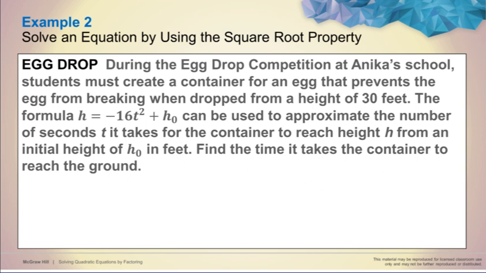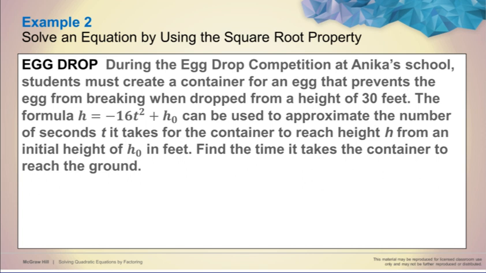Example 2, now you're doing the same thing, but it's in a word problem format. So it says during the egg drop competition at Anika's school, students must create a container for an egg that prevents the egg from breaking when dropped from a height of 30 feet. The formula h equals negative 16t squared plus h subscript 0 can be used to approximate the number of seconds t it takes for the container to reach the height h from an initial height of h subscript 0 in feet. Find the time it takes the container to reach the ground.